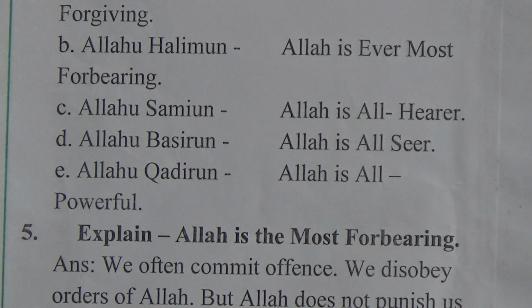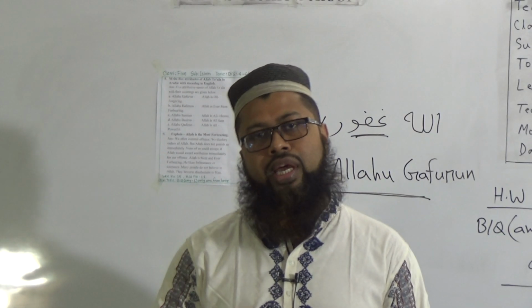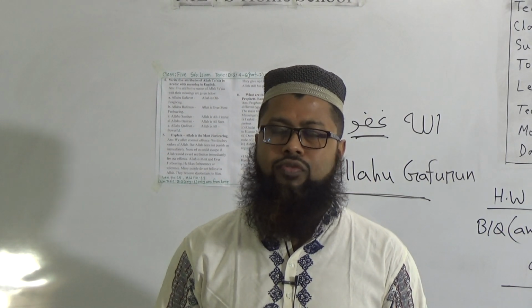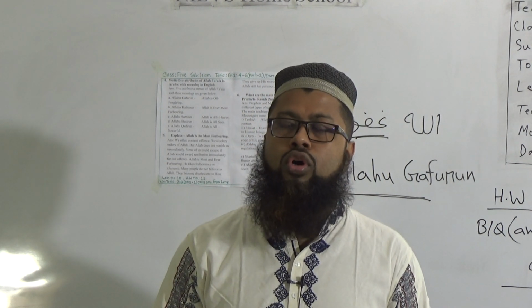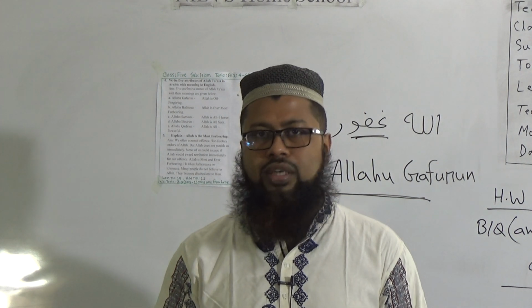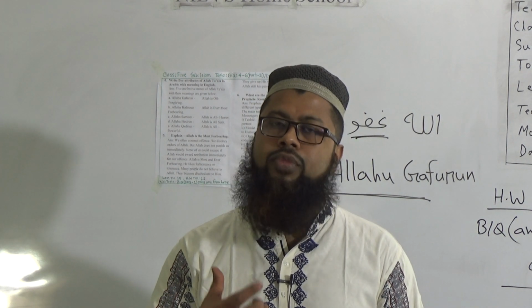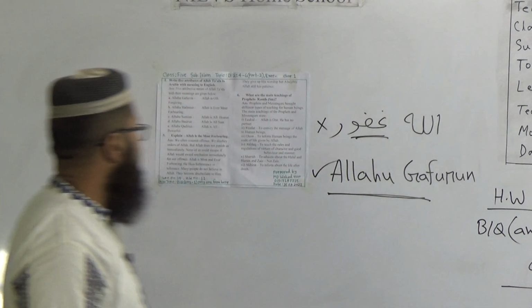My beloved students, here I have written 5 attributive names of Almighty Allah. Besides these 5, you can write another 5 names. For example, Allahu Alimun, Allah is all knowing. Allahu Rahmanun, Allah is the merciful. Allahu Razzaqun, Allah is the food provider. So any of the 5 attributive names, whatever you know, you can write here with meaning.